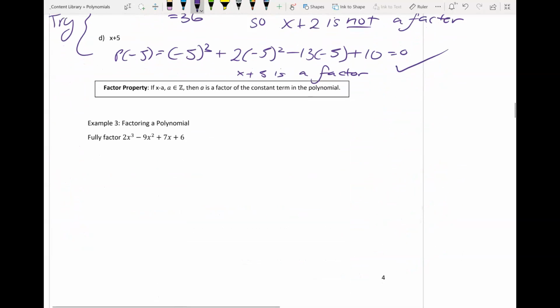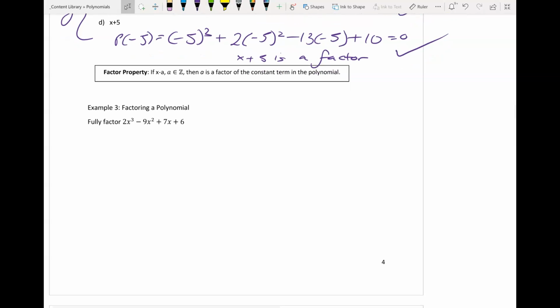Moving on to example 3, we're going to factor a polynomial now, and we will use our synthetic division to do that. To figure out what factor you're going to use, you're going to have to do a bit of guess and check.